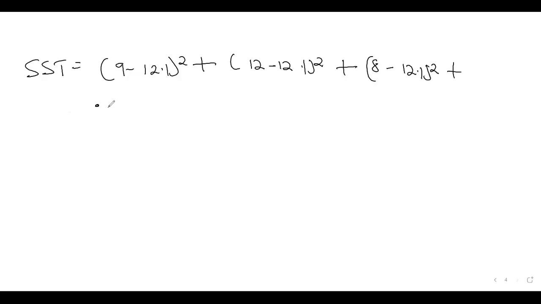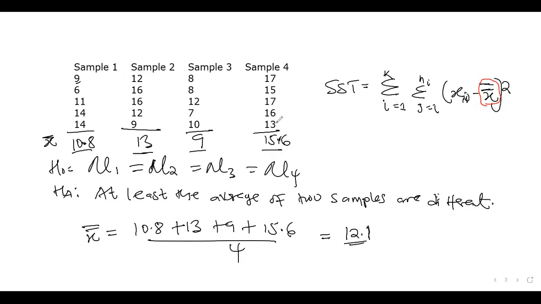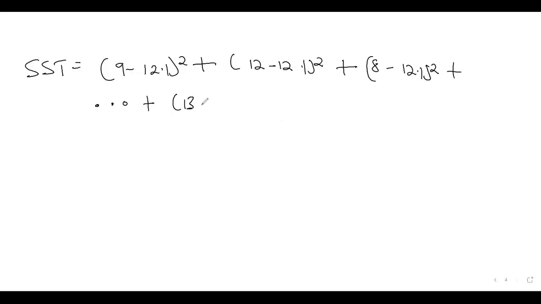So I'm using the 3 dots here to show that you do it up until the last item, which is 13. Okay, the last item is 13. So you do it step by step till you get to 13. So you now have 13 minus 12.1 squared. All right. Now, when you do this, you are going to get the sum of squared total to be 231.8. So this is the sum of squared total, all right?